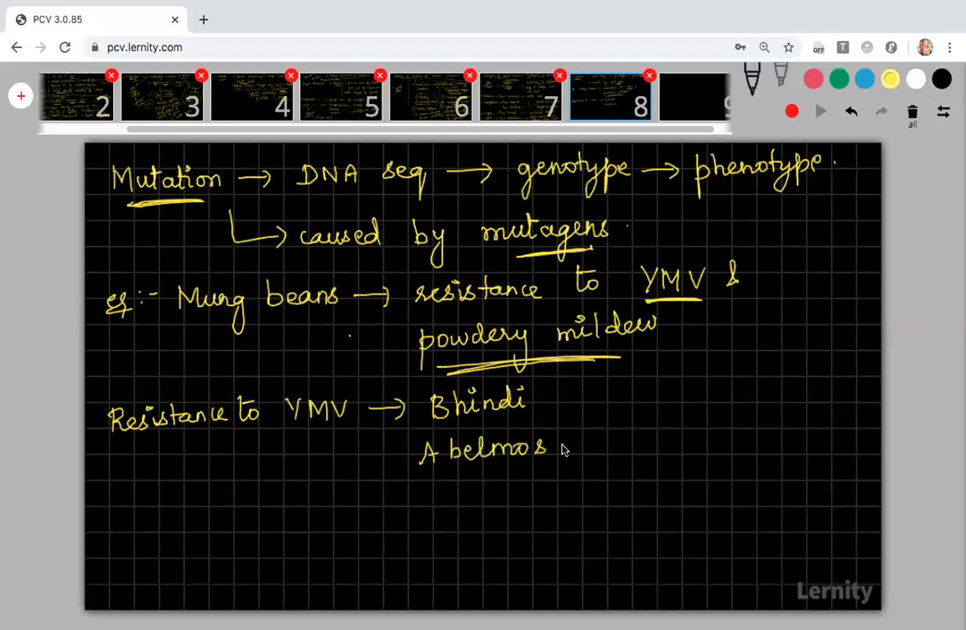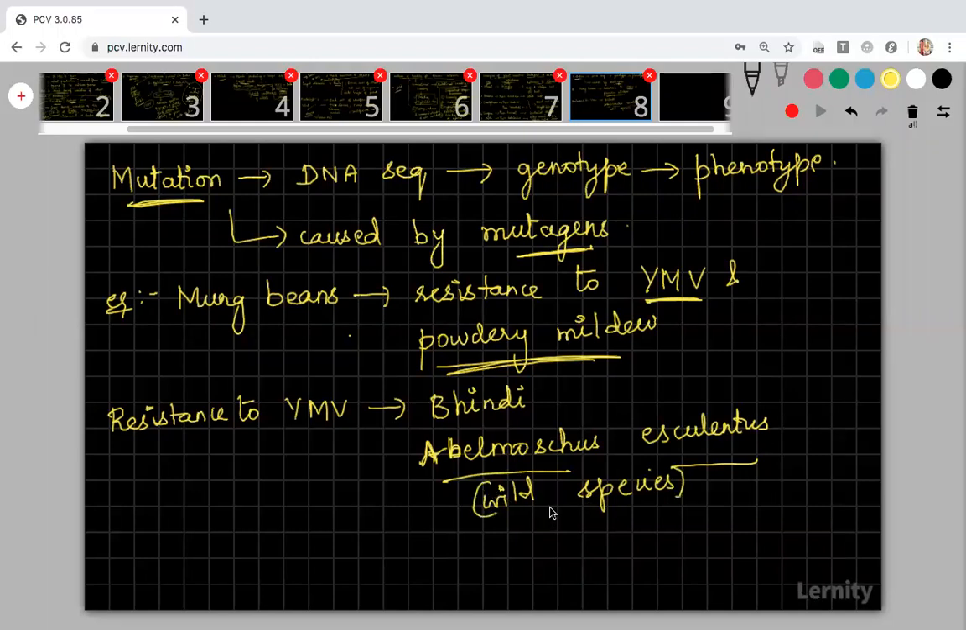Okay, so the biological name is Abelmoschus esculentus. This is the biological name of bindi, and this variety was created actually. It was made resistant against this yellow mosaic virus, and actually this is a wild species. Okay, this is a wild species of variety in bindi.